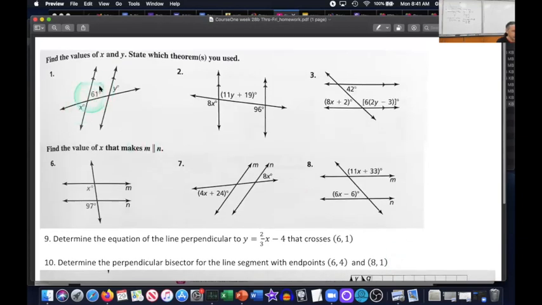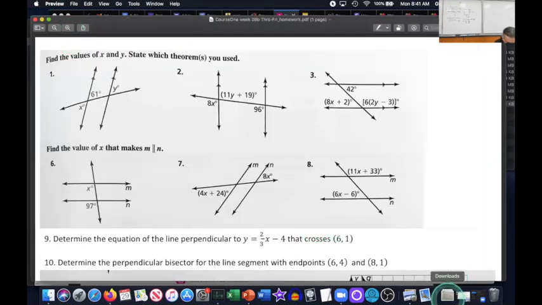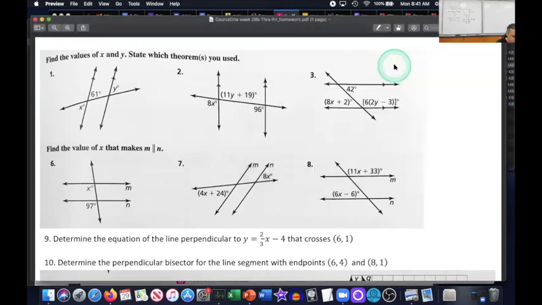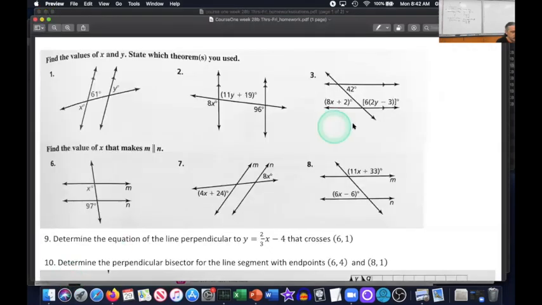Okay, so for this first one, x and 61 are vertical angles. And then 61 and y are corresponding. Oh, no, that is not the homework solutions for y'all. Let me get the homework solutions for y'all. I think this is it. Okay, now you want to state which type of angles they are. So that was what the instructions did request.